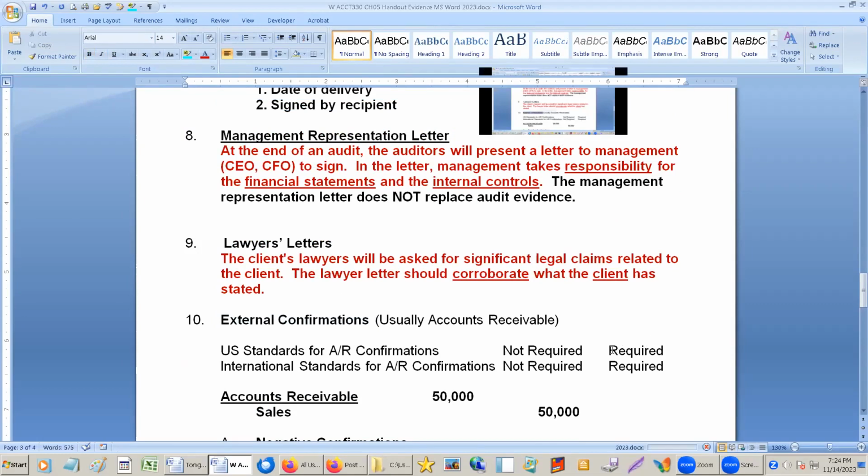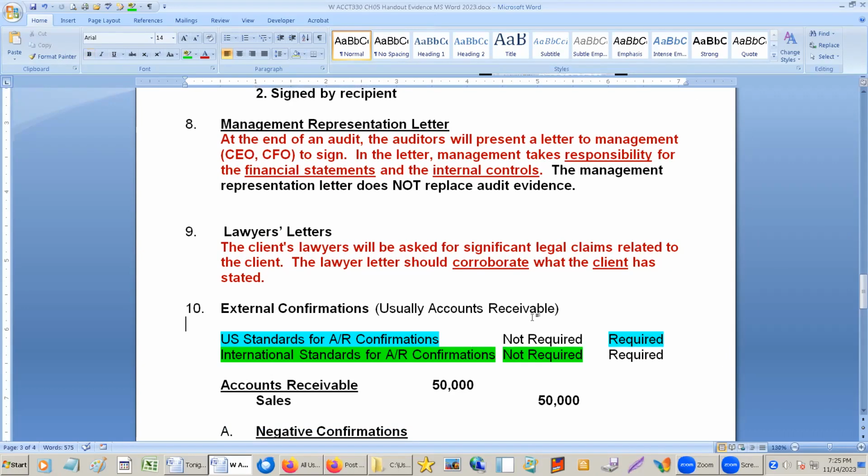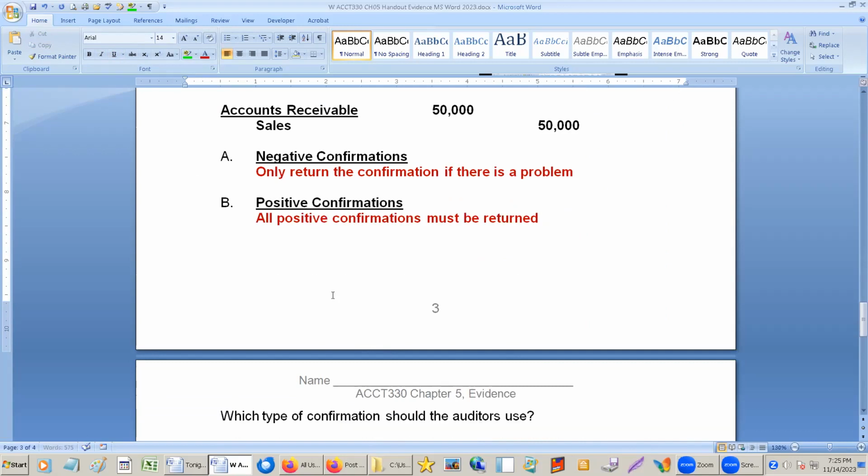Let's go to US standards. They are required. International standards, they are not required. So US standards say you must do these unless you have a really good reason for not doing it. You know, maybe you only have one customer or something like that. But generally speaking, you're required to do those for US standards. International standards are a little more lenient, and they say they're not required. Instead of sending out the confirmations, you can look at the bill of lading, that sort of thing. You do not necessarily need to send out confirmations. US standards say they are required. So this is a difference between the two. Okay, so which type of confirmation would they use?